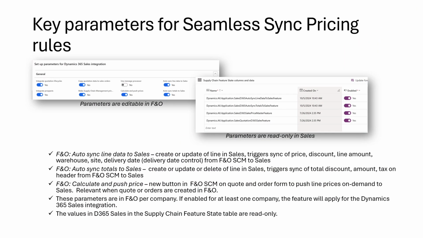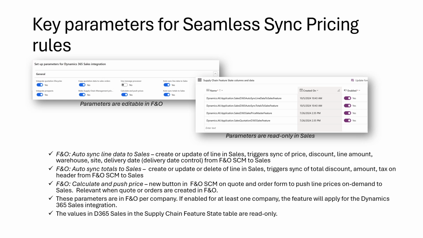In order to finalize the configuration of Dual-write seamless sync, these are the additional parameters to review in finance and operations. The F&O auto sync line data to sales is needed so that for the create or update of lines of type quote or sales orders in Dynamics 365 Sales, we will trigger the synchronization of prices, discounts, line amounts, and more from finance and operations supply chain management.